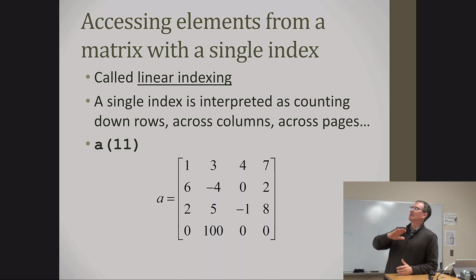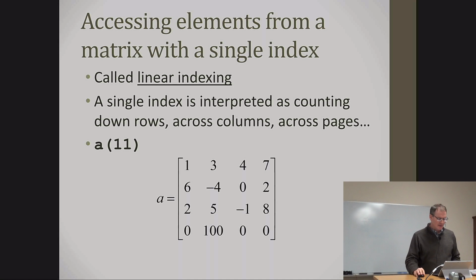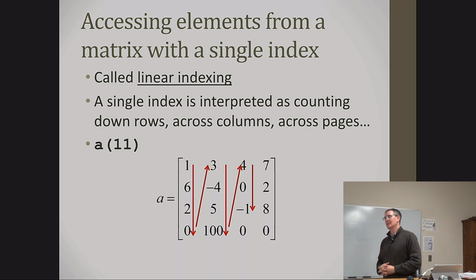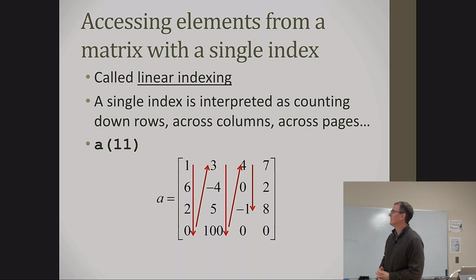It should say, "Hey, there's rows and columns here. What are you doing asking for a single number? Because I don't understand." But MATLAB is forgiving. What it does is it counts down the rows and jumps to the next column. So in other words, it's fine with this. And this is called linear indexing.